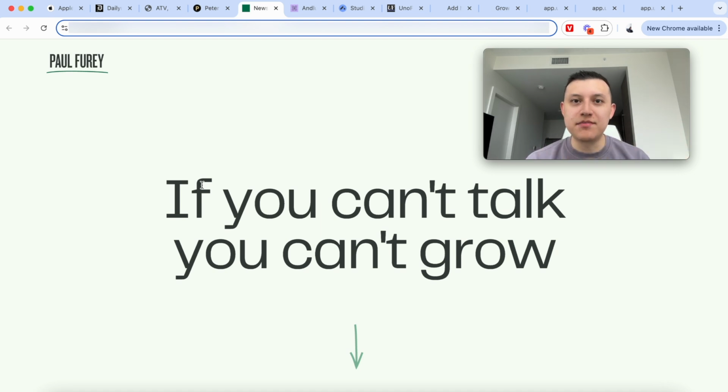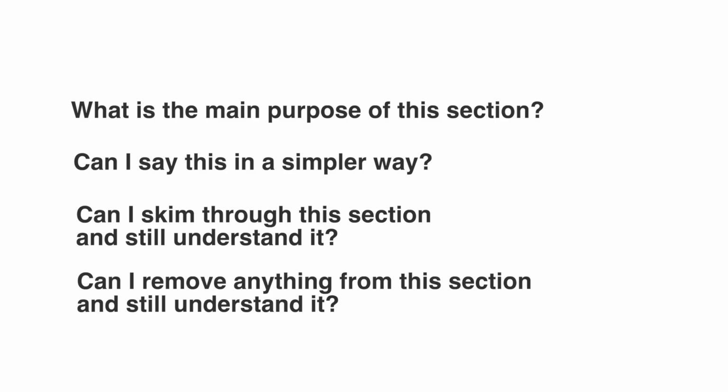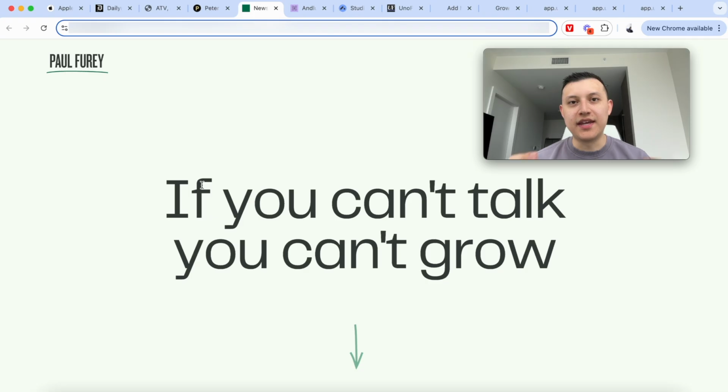They just kind of skim through the sections. So a good test is to skim through your own sections, and if you can't make out what you're trying to say, then it's probably too cluttered. Another good one that I love asking myself is, can I remove anything from this particular section, and does the website still make sense? Essentially, is there anything extra that is not serving any purpose that I can just remove?